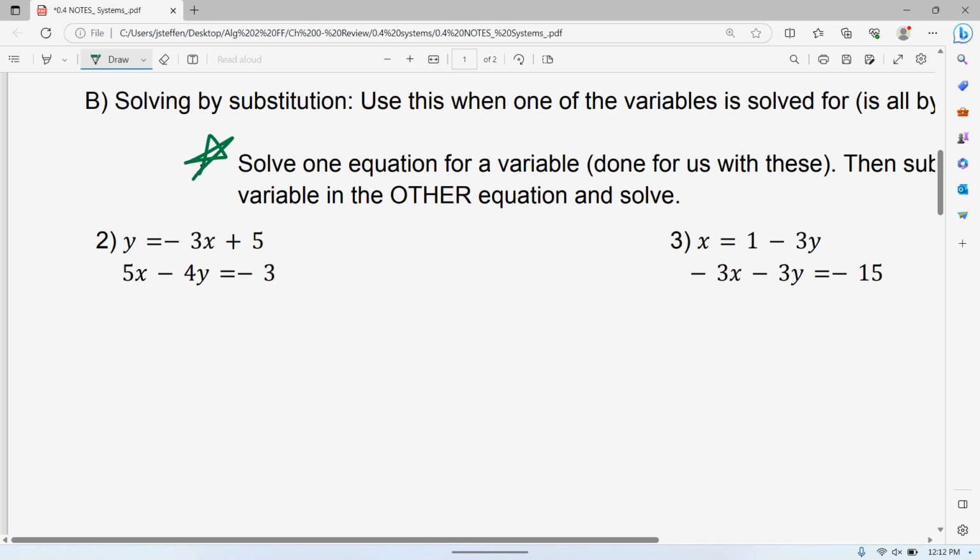Solve one equation for a variable, which we already have done. Then you're going to sub that equation into the variable in the other equation. What I mean by that is, remember, if we have y is equal to 3, that means I can plug 3 in every time I see a y, because if they're equal to each other, they mean the same thing.